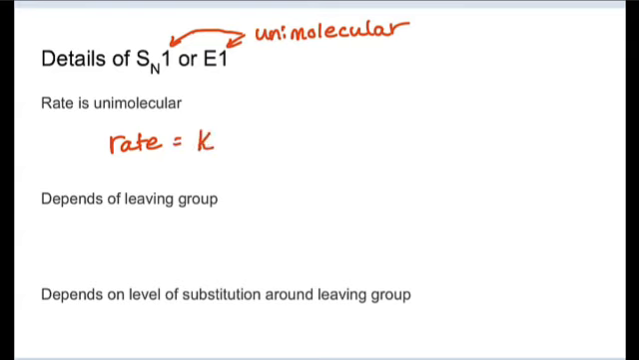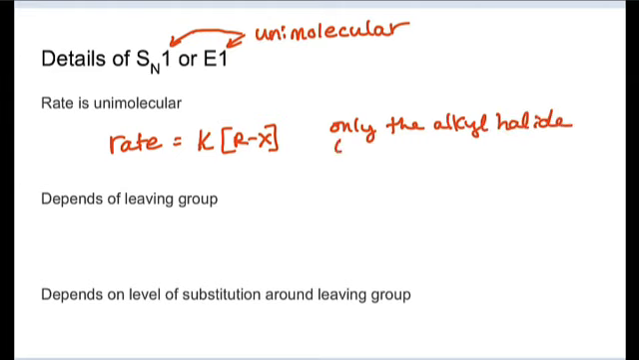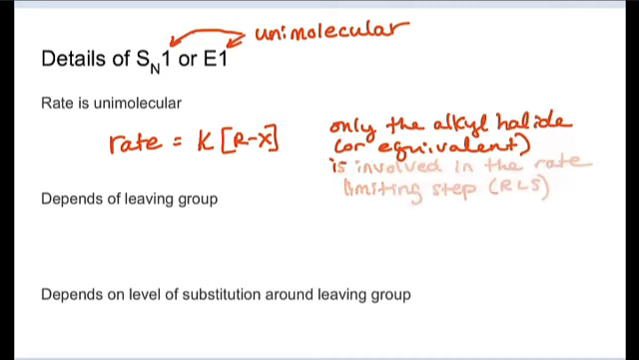We would say rate equals the rate constant k times the concentration of our alkyl halide, or our R group that has a leaving group on it. Only the alkyl halide, we'll say, or equivalent, just because it's not always an alkyl halide. Sometimes the leaving group is not a halide, is involved in the rate limiting step.